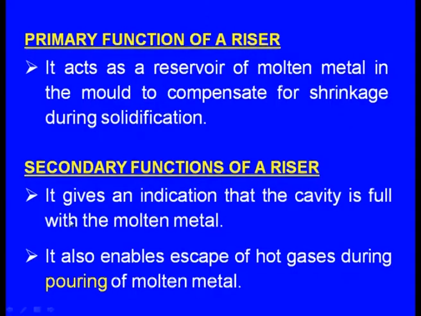Next one, there is another secondary function. It also enables escape of hot gases during pouring of the molten metal. As we keep pouring the molten metal, immediately the moisture in the moulding sand comes in contact with the molten metal. Spontaneously, this moisture turns into vapor and hot gases will be released. And as we keep pouring the molten metal, they will be escaping through the riser hole. But this escaping of the hot gases is possible as long as the riser is not filled with the molten metal. Once the riser is filled with the molten metal, hot gases cannot escape through the riser any longer. At that time they will be escaping through the vent holes. They also escape due to the permeability of the moulding sand.